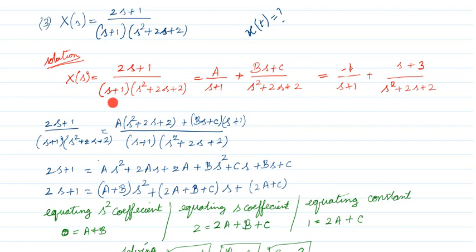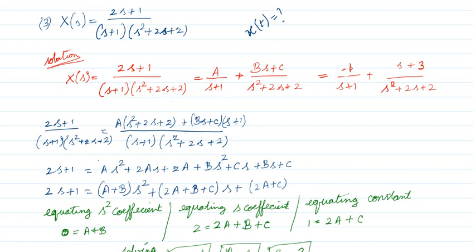Here, one pole is a simple pole or real pole, s plus 2. If you factorize s square plus 2s plus 2, you will get a complex number. So for complex roots, using partial fraction, the numerator should be bs plus c. If the roots are complex, the numerator term should be bs plus c. Our objective is to find a, b and c. Note that if it is a simple pole, we will take a.